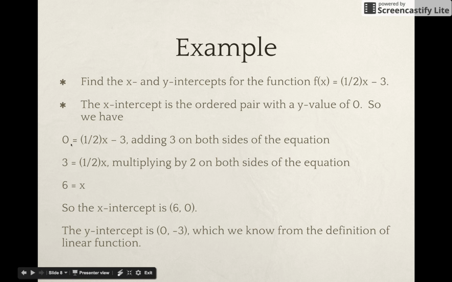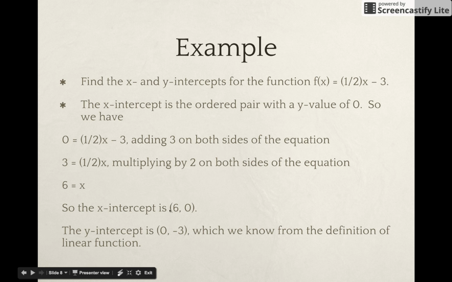So first we'll maintain the equality and add 3 to both sides of the equation. That would result in 3 is equal to 1/2 x. And again, when solving an equation, we attempt to maintain equality. In fact, we have to, or else we've changed the problem. So whatever we do over here, we need to do over here on the left side of the equal sign. Multiplying by 2 would result in just x. And so if we multiply by 2 on both sides, we get 6 is equal to x.